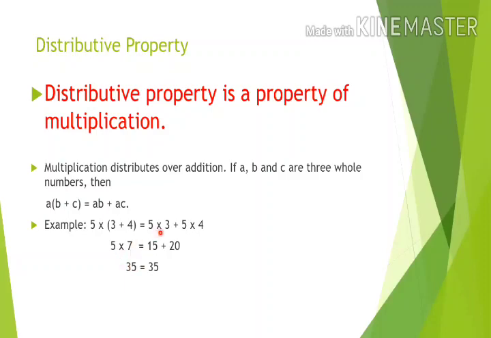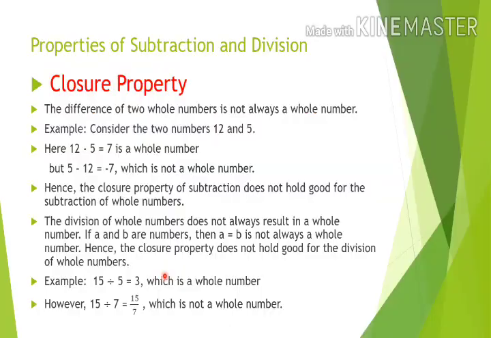In the second case, the grouping of 3 and 4 is separated or broken. And 5 is multiplied by both 3 and 4. 5 into 3 is 15. And 5 into 4 is 20. So 15 plus 20 is equal to 35. So in both the cases, the product will remain the same. This is distributive property.